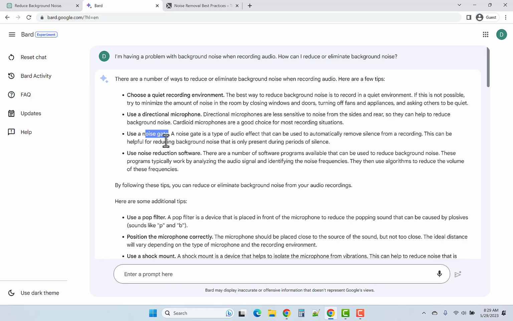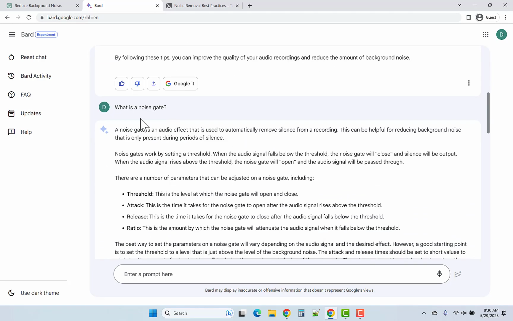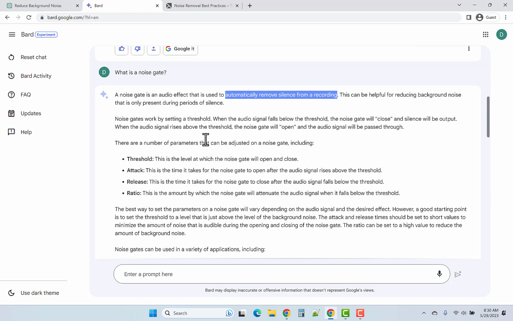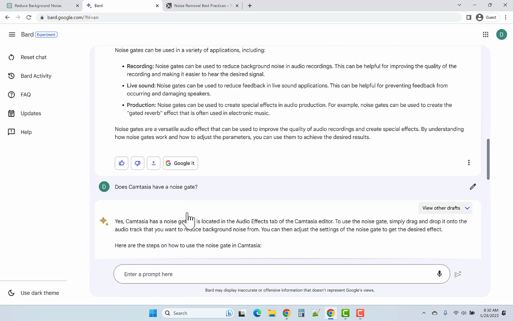noise gate because it's background noise that is only present during periods of silence. That's the problem. And I kind of went off in the wrong direction with Bard again by asking, what is a noise gate? Although it was helpful, just to confirm that this is what I'm looking for. And then I asked whether Camtasia has a noise gate.